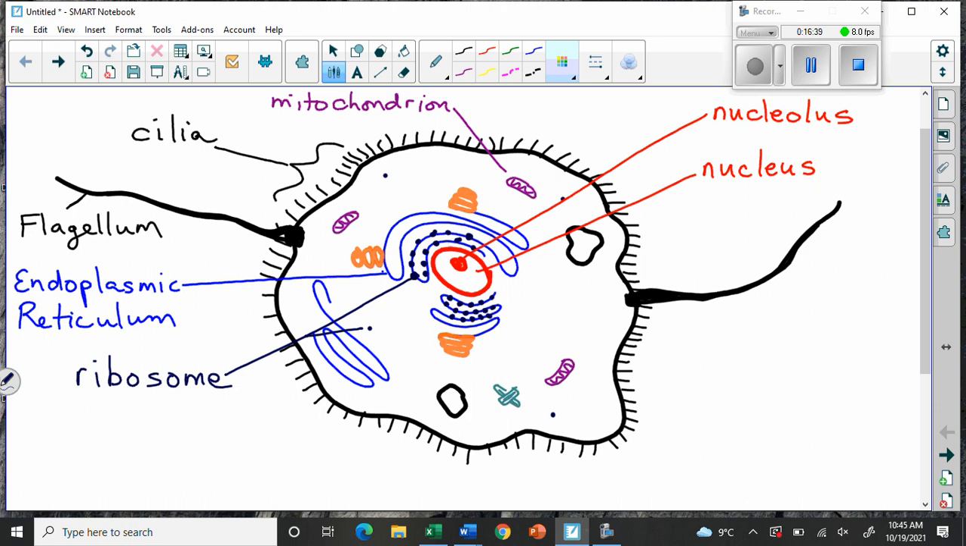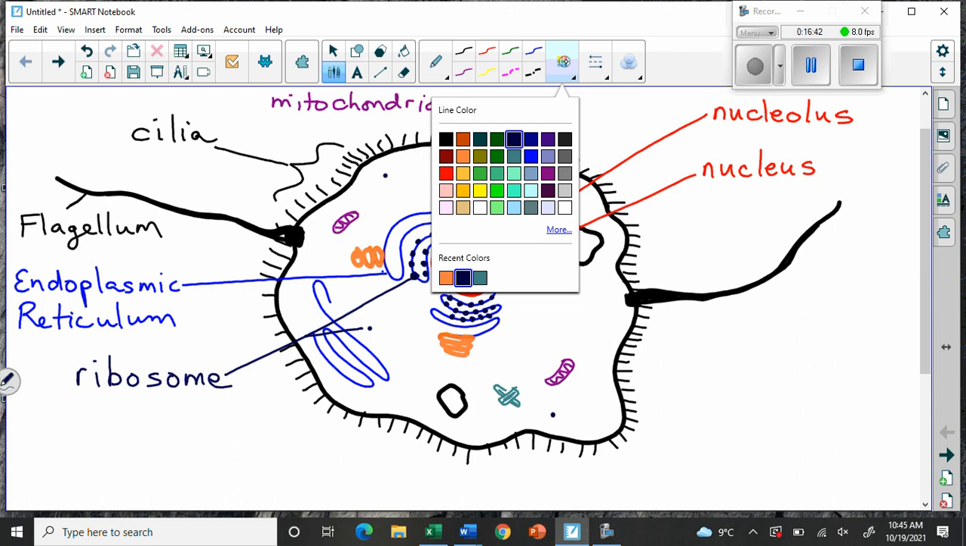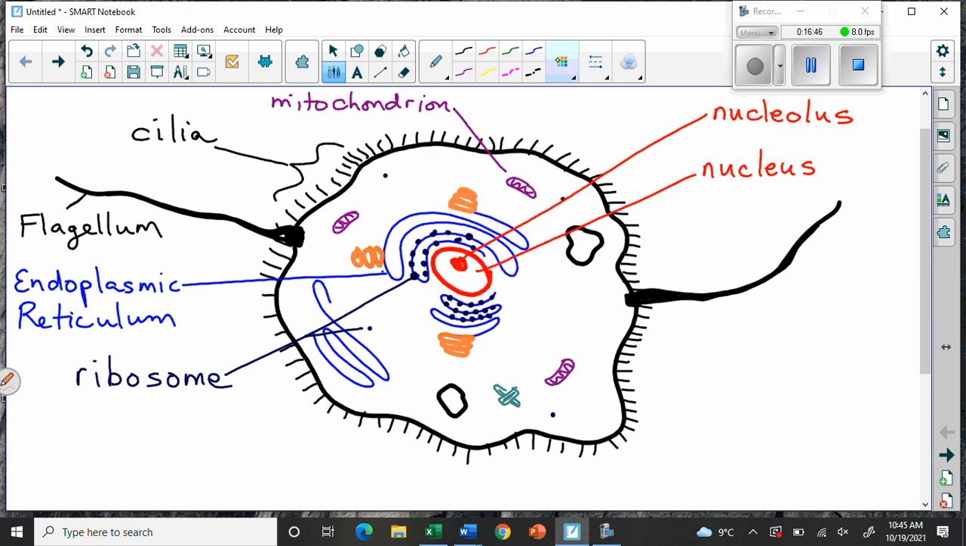Okay. One more is that orangey-looking pancake stack. So the orangey-looking pancake thing is right here. Let's draw a line down here. This is called the Golgi apparatus. Sometimes it's called the Golgi body.